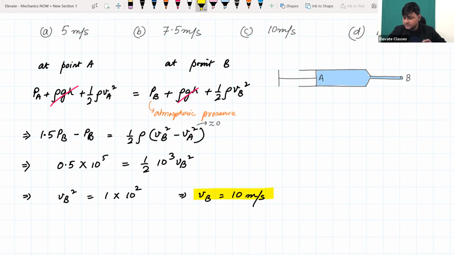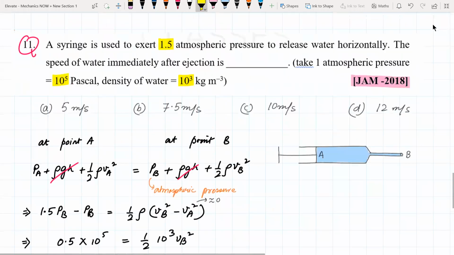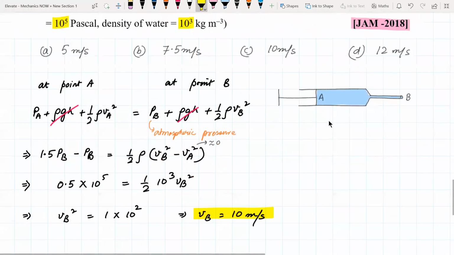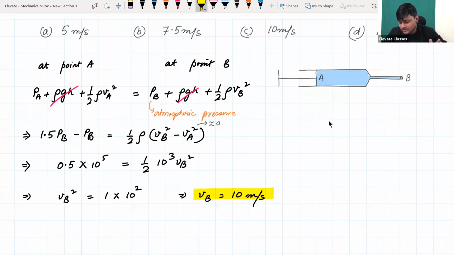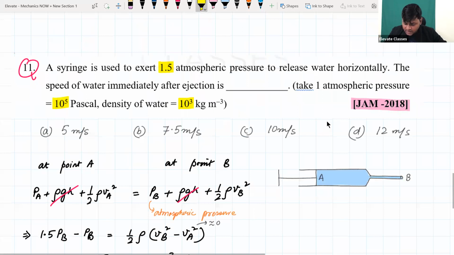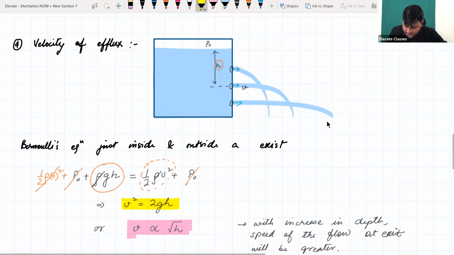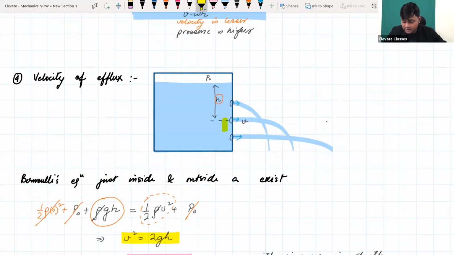This is your answer. Sir, yes. Sir, how is velocity at point A nearly zero? I didn't understand. There is no other way to go about it. Just like in this particular situation, I assume that velocity inside was 0. Therefore, I did not even put the half rho 0 square.